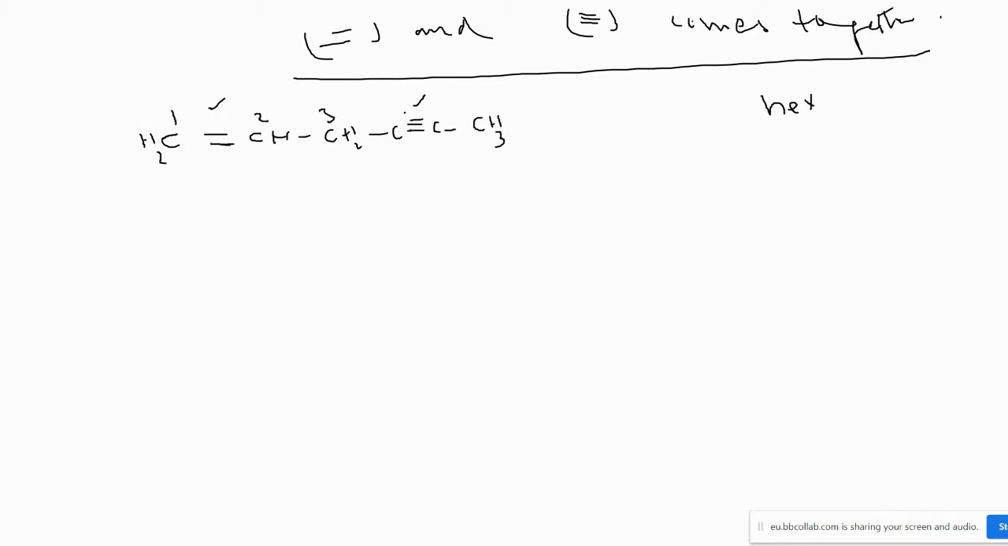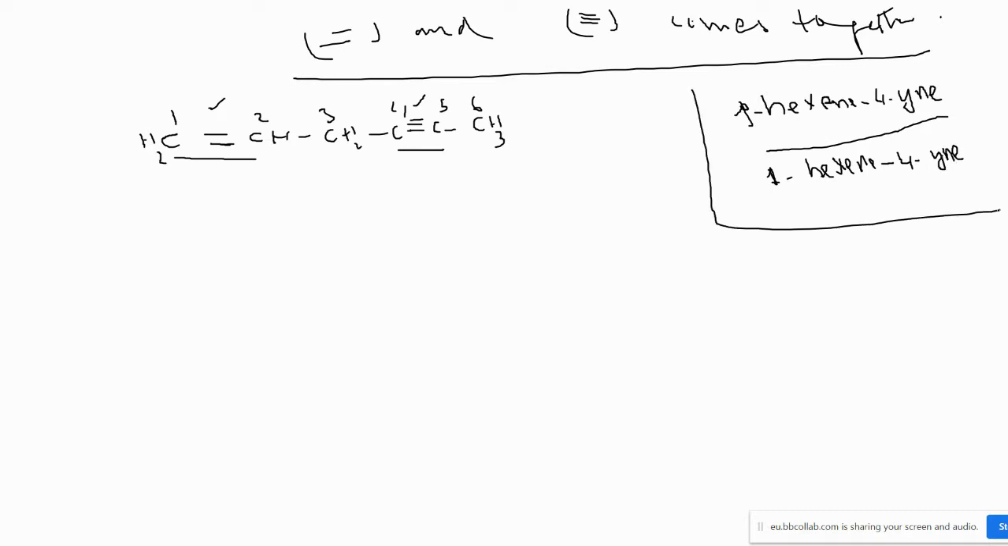1, 2, 3, 4, 5, 6. Good. Now we have hex, 6 carbon. So where is the position of the double bond? 1. You don't say hexene, you can say 1 hexene like this. 1 hexene, but dash, where is the triple bond? 4. You don't say hexyne, you write 4-yne. 1 hexene, 4-yne. The position of the double bond is in position 1, and dash 4-yne means the position of the triple bond is in carbon number 4.